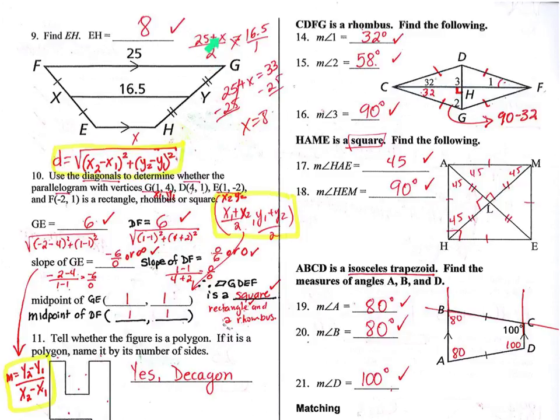Then you can cross multiply. 16.5 times 2 is 33. Subtract the 25, and that gives you the 8. Okay, that's all you got to do. Now, number 10.